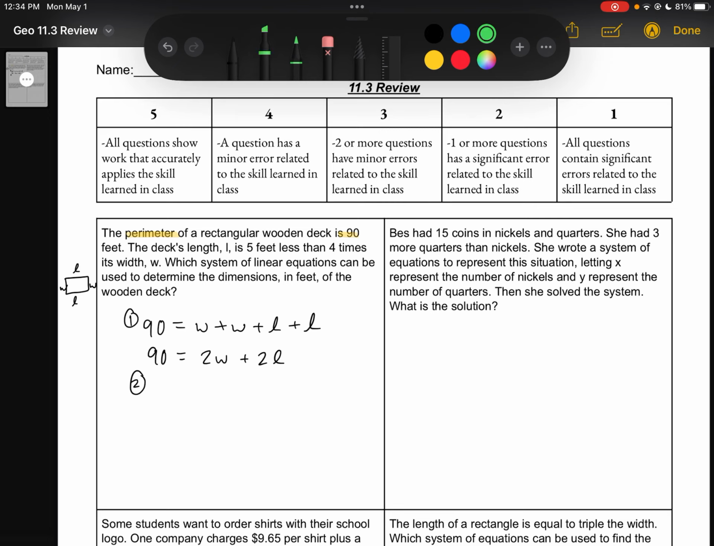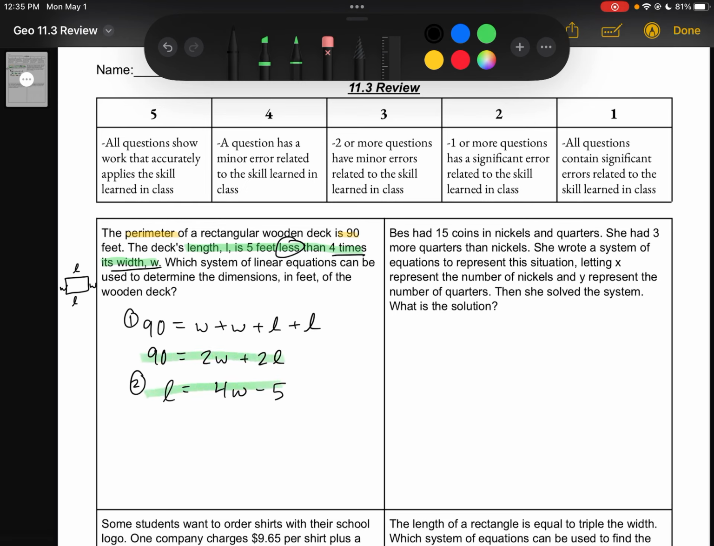For the second equation, we're in kind of this word jumble mess of length is 5 feet less than 4 times the width. So length is equal to 5 feet less than 4 times the width. So just kind of trying to write that out. So 5 feet less, that's where our subtraction sign comes from. And then 4 times the width is 4 times W. So that's what we're looking for, our two equations. So we are focusing in on this one and this one.